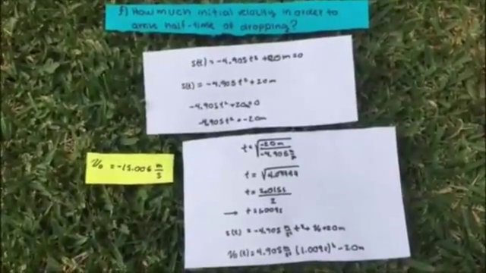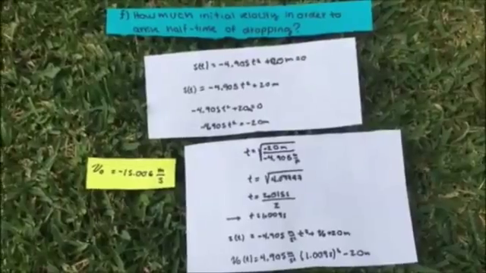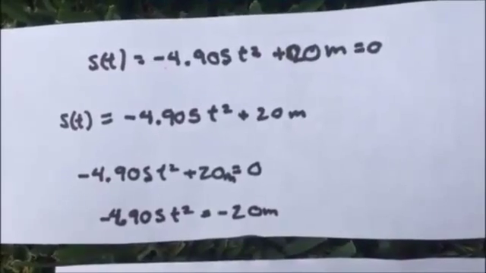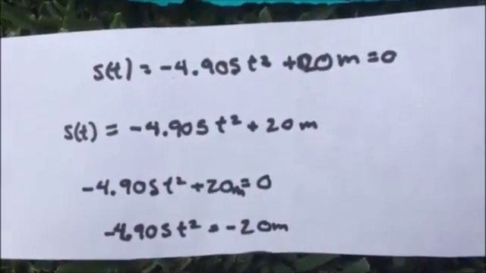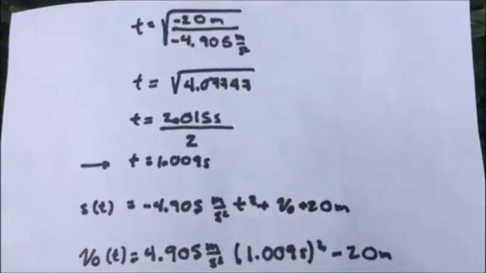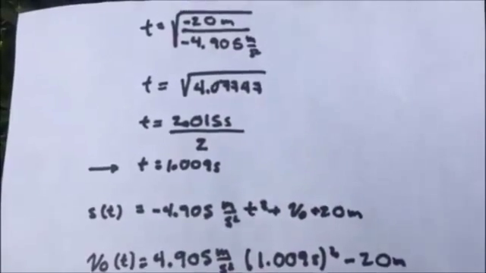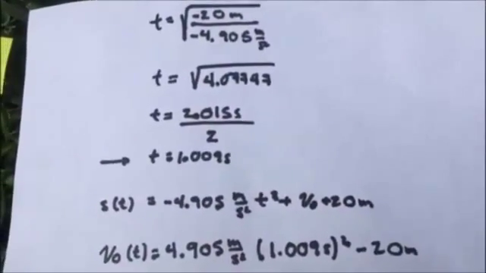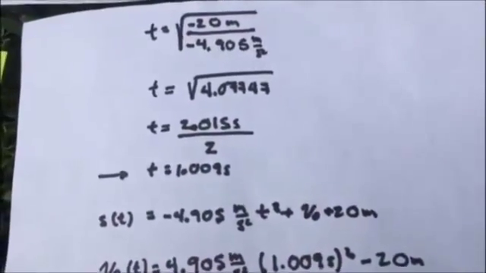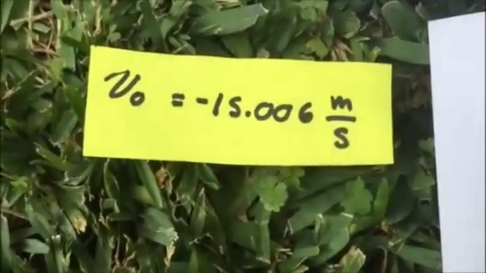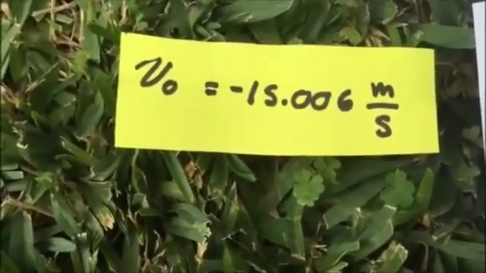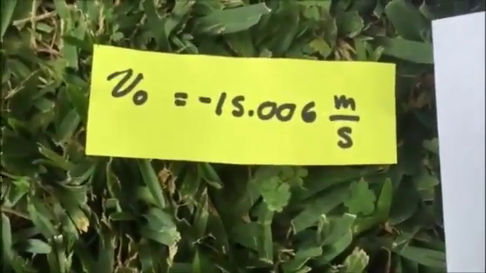Point F. With how much initial velocity should Peter throw the book to arrive in half the time of the dropping? First of all, we need our position function, and then we need to equal it to 0 in order to isolate t, and then later on we are going to divide it by 2 due to the fact that they ask us for the half time, and therefore our result is going to be time equals 1.009. Then we're going to use again our position function and substitute 1.009 seconds into t, and then we are going to conclude that our result is going to be minus 15.006 meters per second.